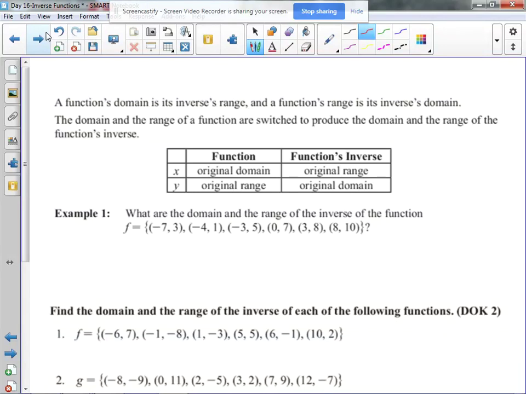Opposite, okay? So when we hear inverse, I want you to think it's the opposite. Now, we're going to read the two statements there that are on your paper. The first one I think is a little wordy. It's a little confusing. The second one makes a little bit more sense. So it says a function's domain is its inverse's range.